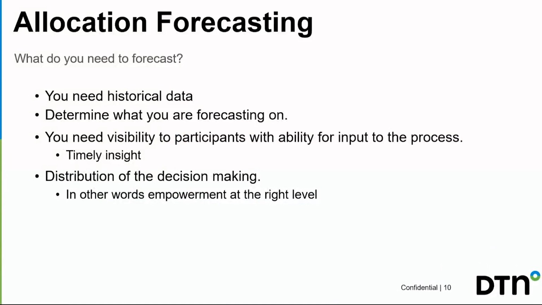Now you need to determine what you're forecasting on. What I mean by that is the way your allocations are set up, whether it's flat or hierarchical, which periods you're using. You would determine that same thing for forecasting. You need the visibility or allocation viewer in order for participants or customers to have the ability to input to that process. And with that, they'll have timely insight into that. And then you also need distribution of this decision making. In other words, empowerment at the right level.